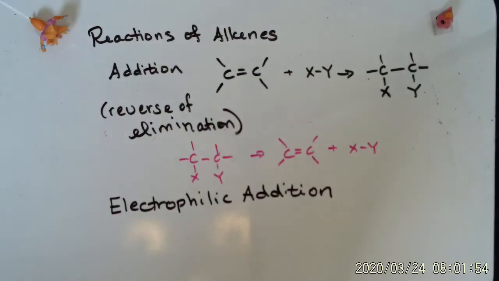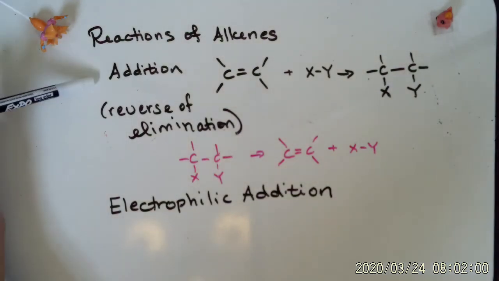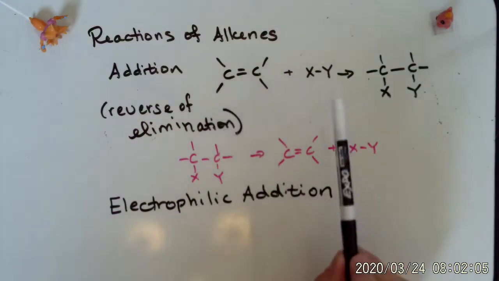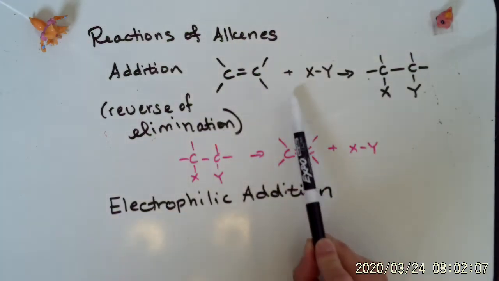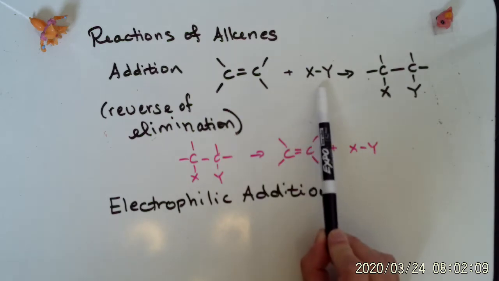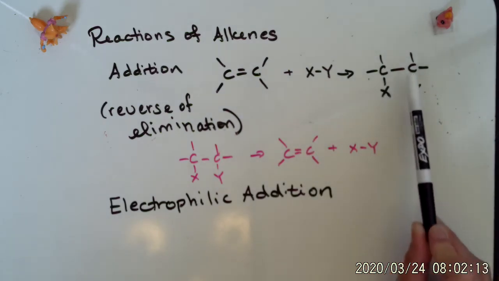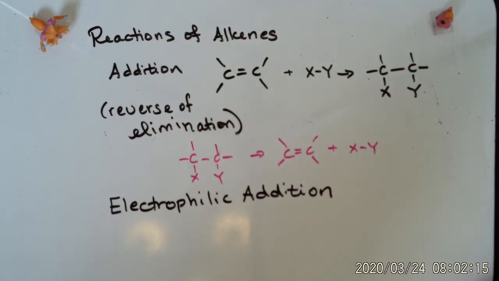Morning. Today we're going to talk about reactions of alkenes. In particular, we're going to talk about additions across alkenes. So an addition is if I take my alkene and I react it with some reagent XY, then across my double bond X and Y are added, hence the word addition. It's the reverse of elimination.